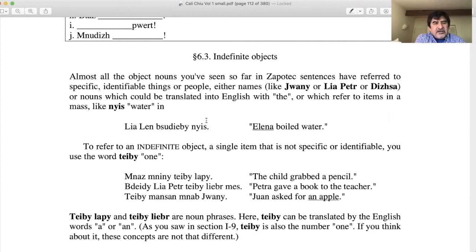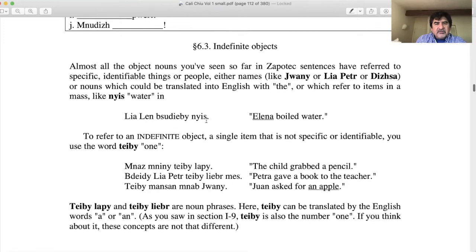Okay, so again, I'm going to go over these three sentences, and I hope that you can repeat them after me. Here we go. Mnaasmniin tevlep. Vde tlepeter tevlever mes. Te manzano na wine. All right.